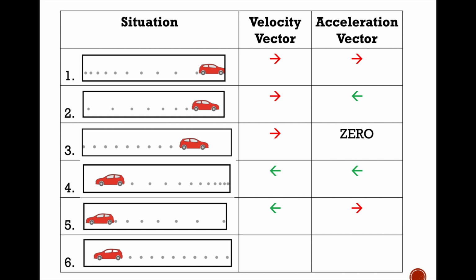And then finally, situation number six, you are traveling at constant speed to the left. And since you're moving to the left, your velocity is to the left. But since you're neither speeding up nor slowing down nor turning, you don't need a net force in order to do this. And so there is no acceleration vector at all in that situation.